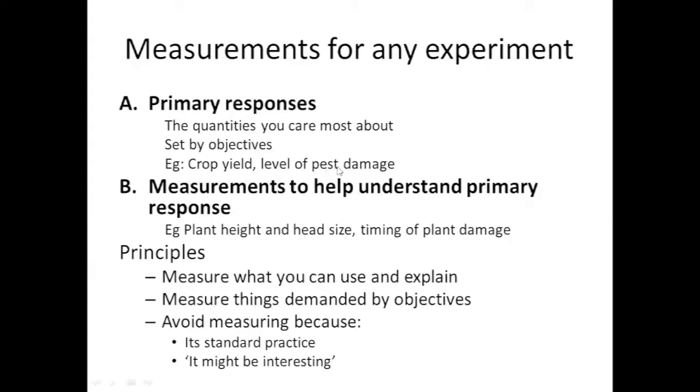If pest damage is the primary objective, you might want to measure the timing of the damage. When did it occur? Did it occur early in the season or late in the season? Maybe that will help you understand better how a treatment is working. So we've got two types of things to measure there: those primary responses and those which we measure to give us more understanding of why the primary responses are the way they are.